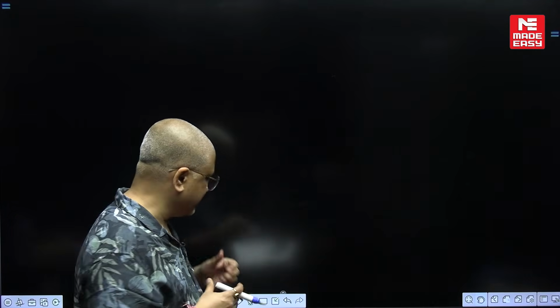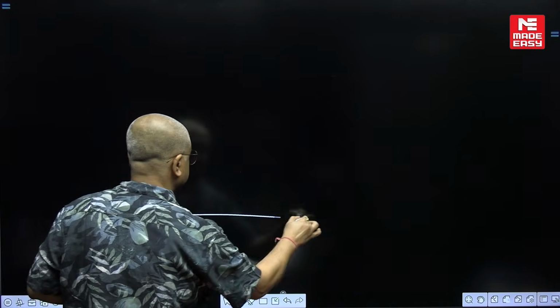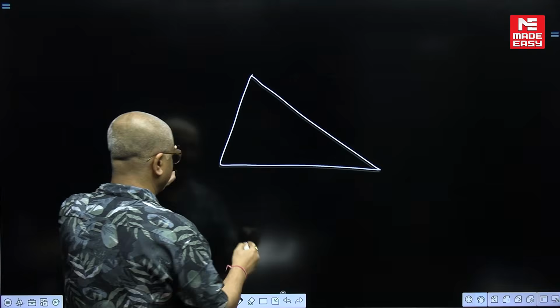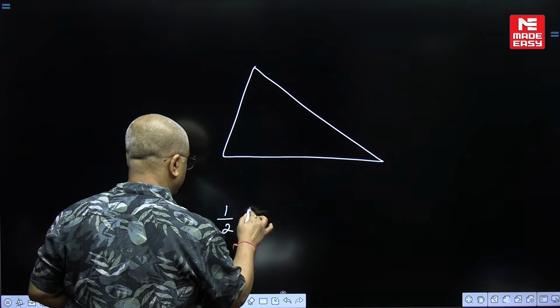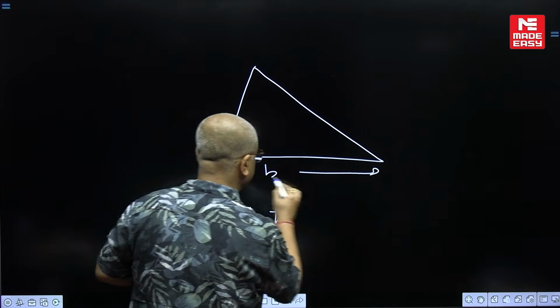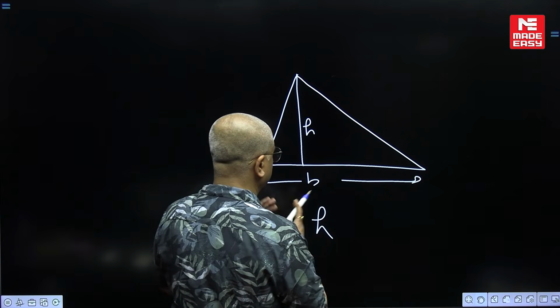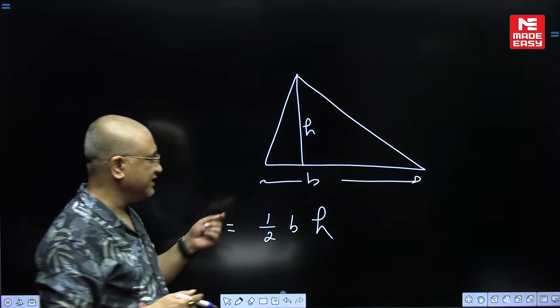Let's refer to the very first formula which we do in our class. Area for any general triangle is half of base into height. This is the formula for the area. It is base, and here comes the height. Also, we know how the nomenclature of a triangle is being done.